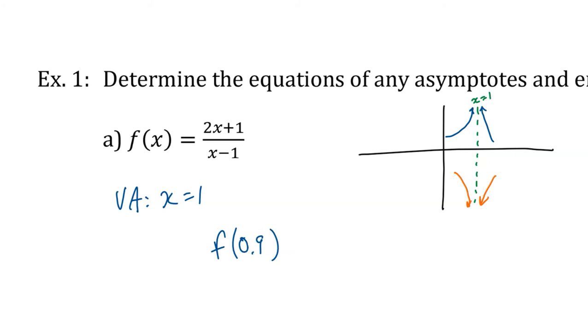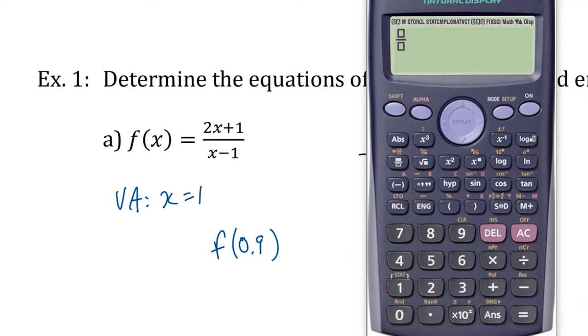A lot of people in the earlier class had a hard time with this because they weren't using brackets. So maybe we should do one together. You could either use your fraction button if you have one, or bracket 2 times 0.9 plus 1 bracket, divided by bracket 0.9 minus 1. Did you get negative 28? Okay, good.